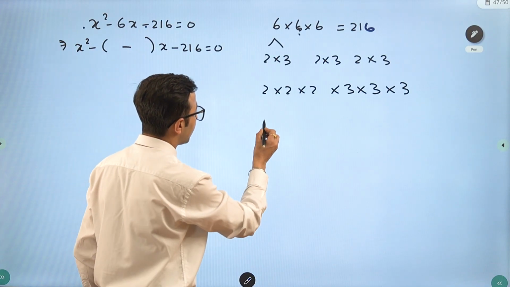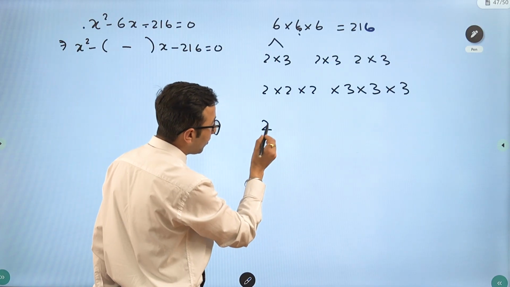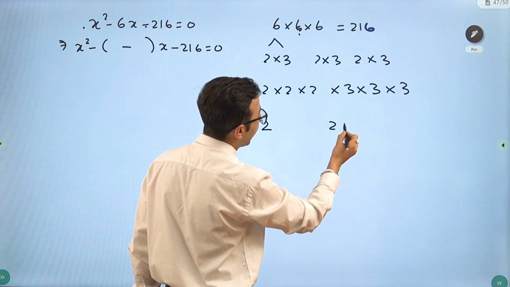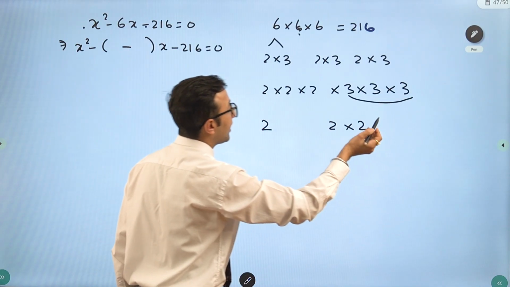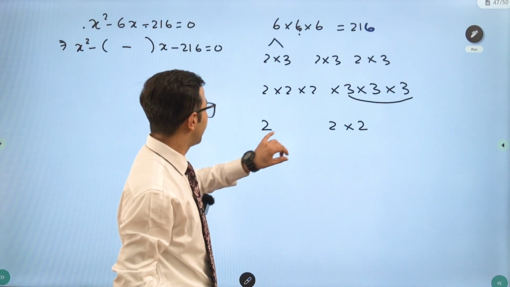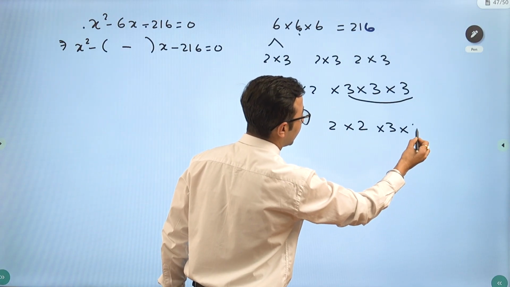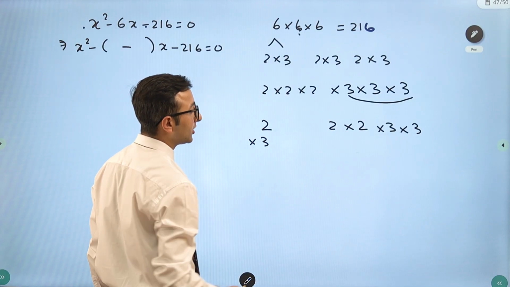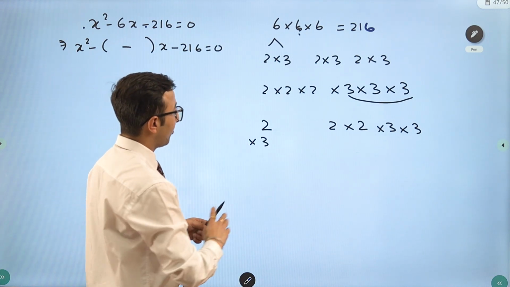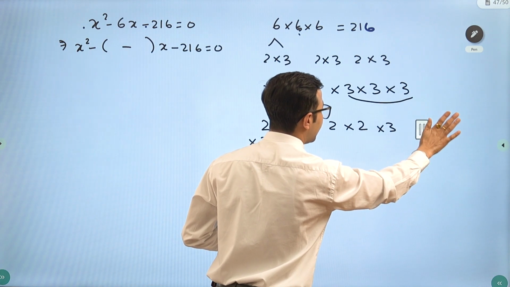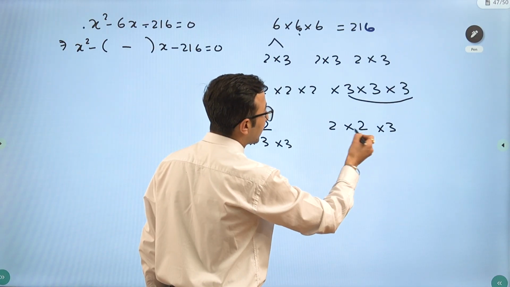So what we can do here is that the 2s should be separated into parts. On one side I am writing 2, on the other side I am writing two 2s. Now from the 3s you can take one 3 here and two 3s there, that is also one of the options. Now 3 threes are 9, 9 twos are 18, 2 times 18 is 36, 3 twos are 6, 36 minus 6 will not give us 6. So what we'll do is take this 3 to this side. 3 threes are 9, 9 twos are 18, 3 twos are 6, 2 sixes are 12.